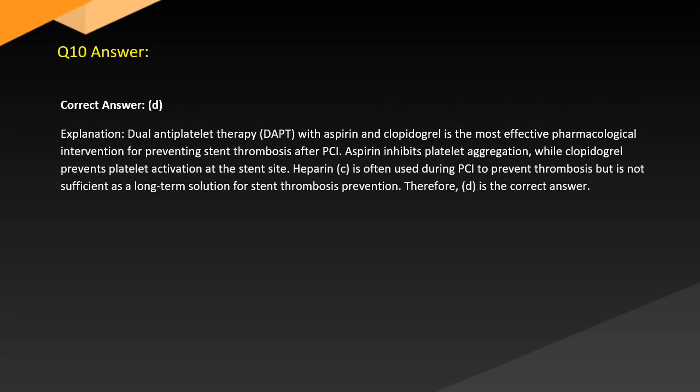Answer. Correct answer D. Explanation. Dual antiplatelet therapy (DAPT) with aspirin and clopidogrel is the most effective pharmacological intervention for preventing stent thrombosis after PCI. Aspirin inhibits platelet aggregation, while clopidogrel prevents platelet activation at the stent site. Heparin, C, is often used during PCI to prevent thrombosis, but is not sufficient as a long-term solution for stent thrombosis prevention. Therefore, D is the correct answer.